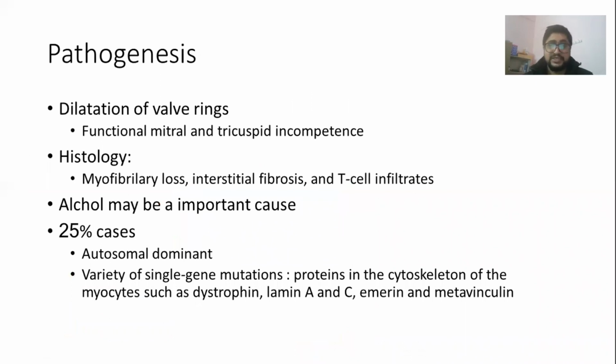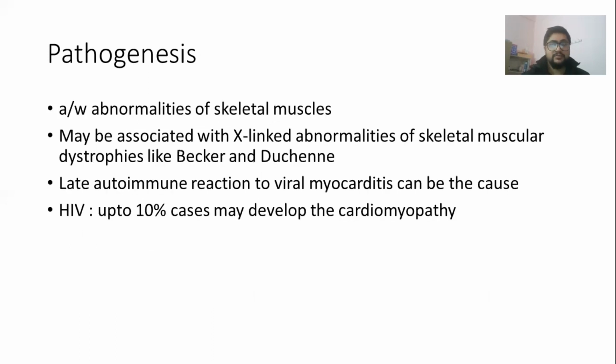Histologically, there will be myofibrillary loss, interstitial fibrosis, and T cell infiltrates. One of the important causes for this cardiomyopathy is alcohol. In 25% of the cases, it can be autosomal dominant, and you can identify various single gene mutations like mutations in dystrophin, laminin, ANC, emerin, and metavinculin.